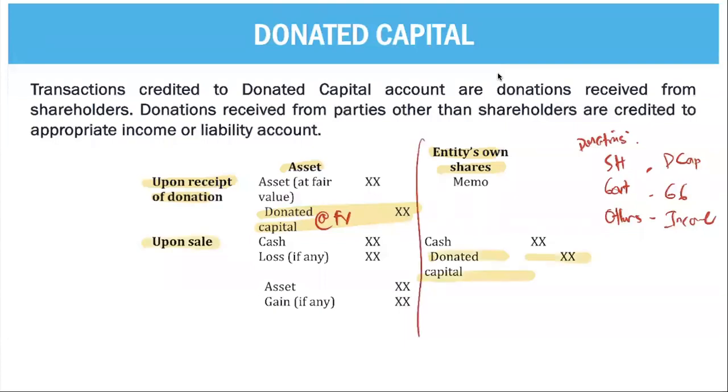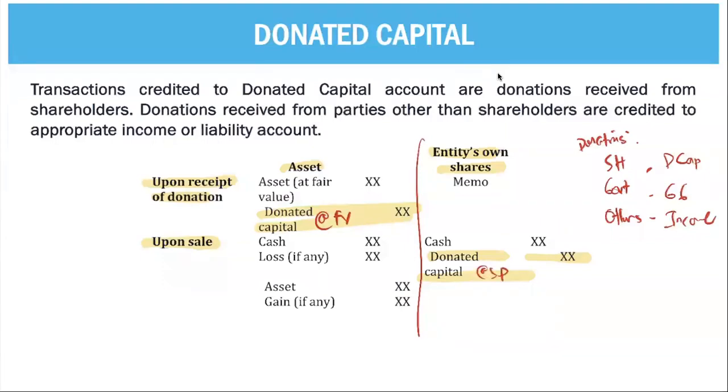Ingat kayo dito sa donated capital. Ito lang yung gusto kong alamin nyo dito. Pagka asset yung binigay sa inyo ng shareholder, kailan magkakaroon ng donated capital? Pagka na-receive mo yung donation. At what amount? At fair value. Pero pagka entity's own share, kailan ka magkakaroon ng donated capital? Pag nabenta mo na siya. At what amount? Of course, at the selling price. Clear?